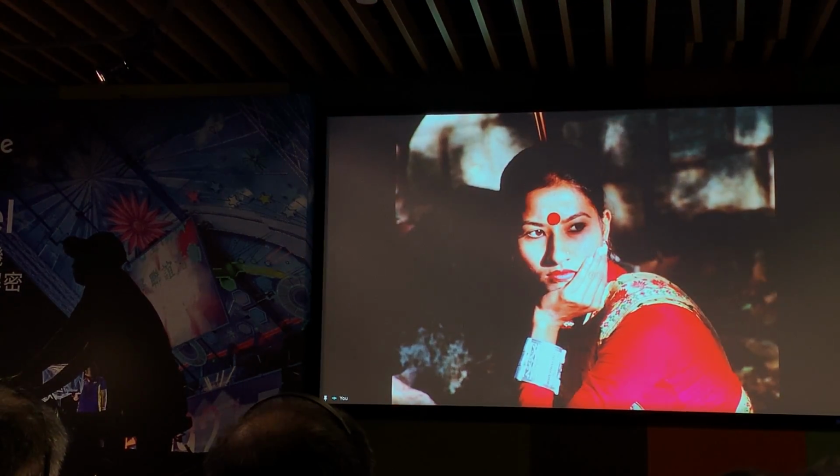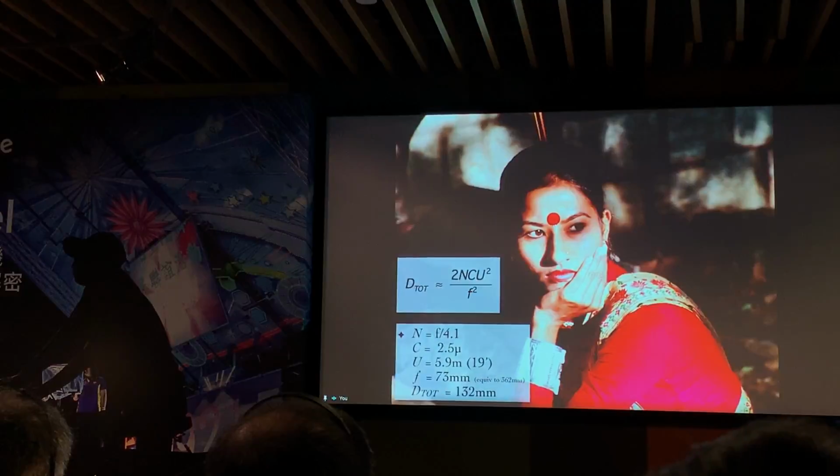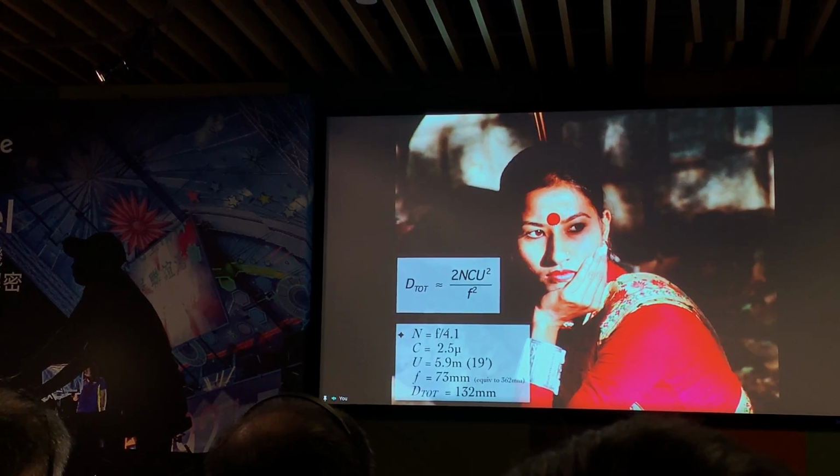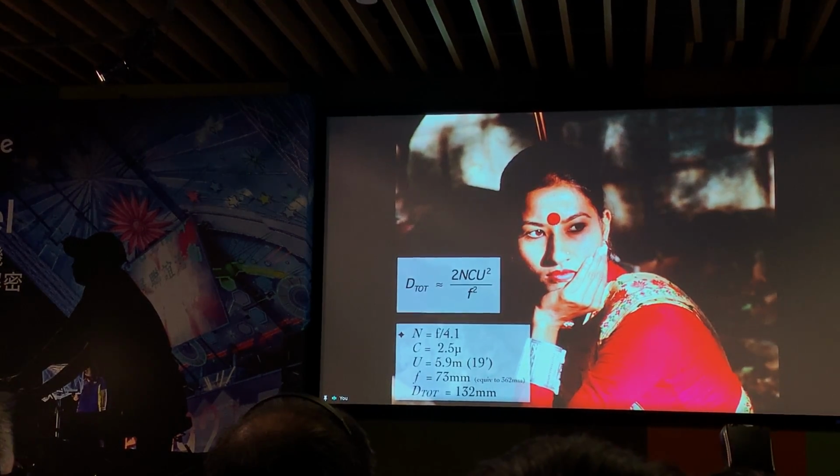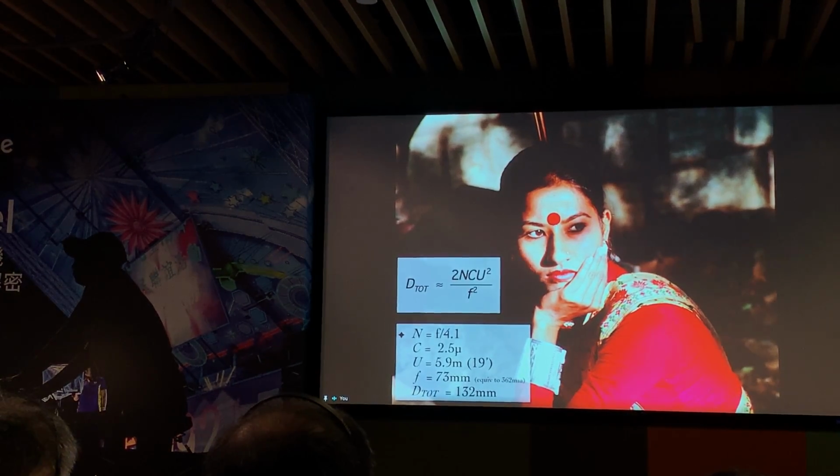Let me show you a simple example. Folk dancer in Bangalore, India. Here is the same formula, F 4.1. The pixels are 2.5 microns. She is 5.9 meters away, and the focal length of the lens is 73 millimeters. So the field of view using this formula should be 132 millimeters. That's like this. On this projector, which is low resolution, probably more like this. So she's entirely in focus, but the background is blurred. That's real depth of field.